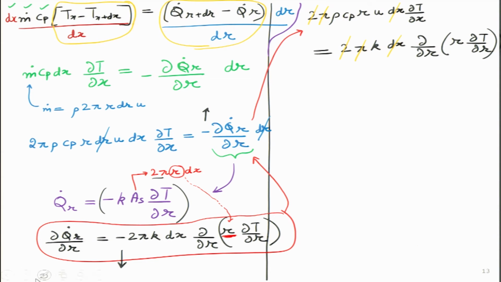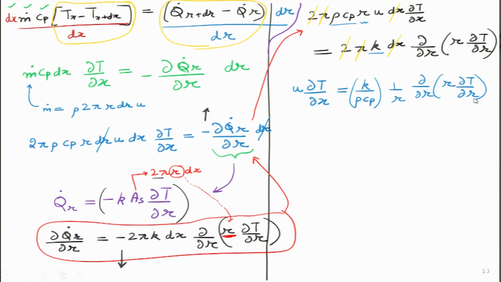Now I will write it in this form. I will then arrange it in this way. Just u del t del x I will keep on the left side, everything else I will take on the right hand side. So then rho Cp will get divided by k. So it will become k divided by rho Cp. This is the first term. Second term, this r will go on the right hand side, so it will become 1 by r del by del r, r del t del r.